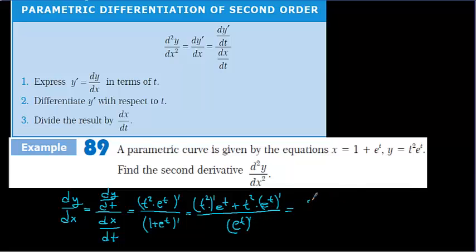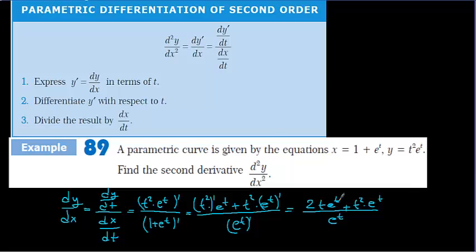It's going to be 2t times e to the power of t plus t squared times e to the power of t derivative, which is going to be equal to e to the power of t again. E to the power of x derivative, if you remember, is the only derivative that is equal to itself.